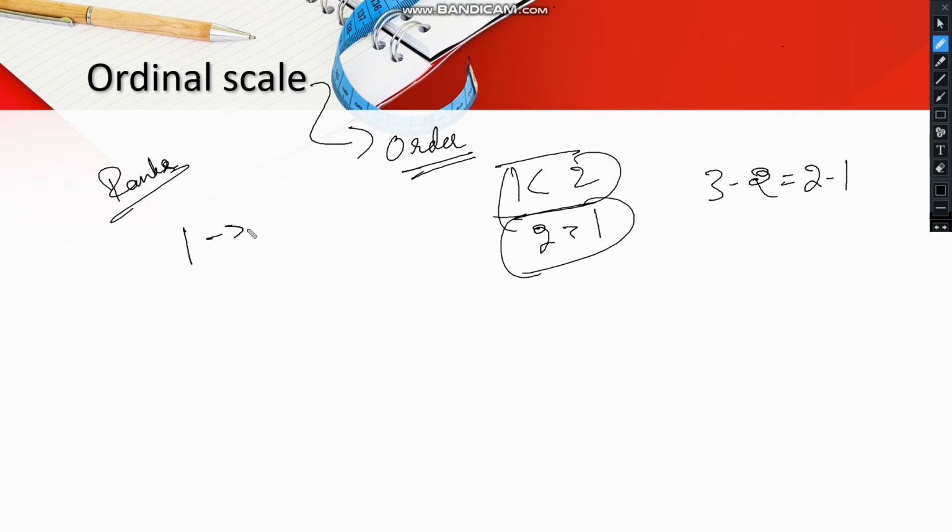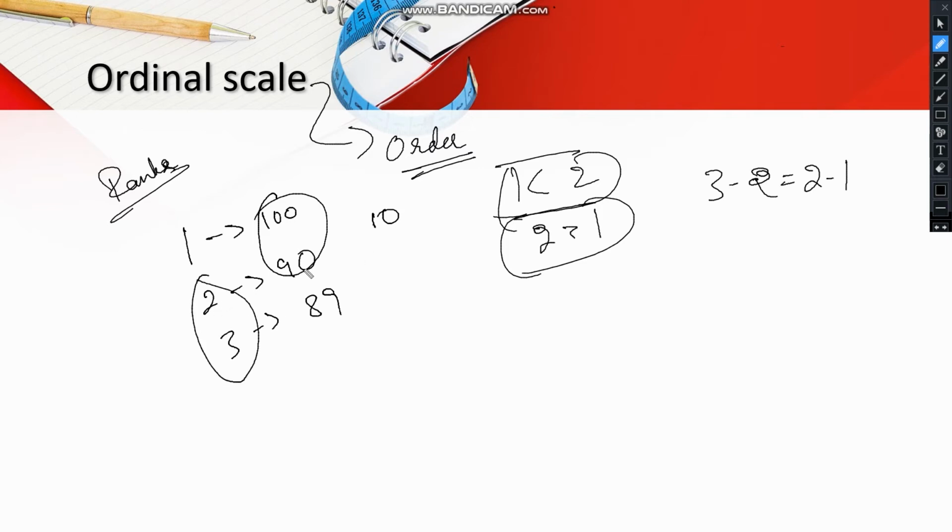Take for example, the first ranker has scored 100 marks, the second ranker has scored 90 marks, and the third ranker has scored 89 marks. We can clearly see that there is an order: the first ranker has scored more marks than the second ranker, and the second ranker has scored more than the third ranker. And there is no equal interval. If we take the difference between the first and second ranker, the difference is 10, and if we take the difference between the second and third ranker, the difference is 1, and by this we can say that there is no equal interval.